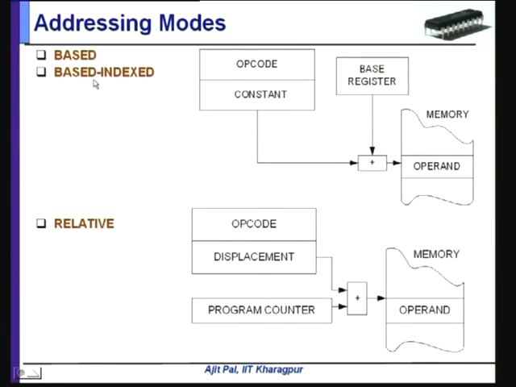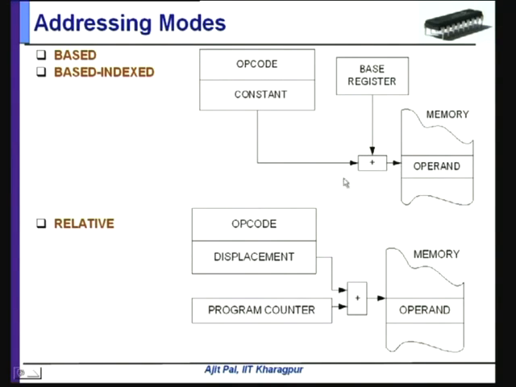Then comes based addressing. In based addressing, a special purpose register known as the base register is used and a constant is added to that to point to the operand. In indexed addressing, what we have seen earlier is that the register value was changing. Now, this value will change. This base register is added with a constant to generate the operand address.